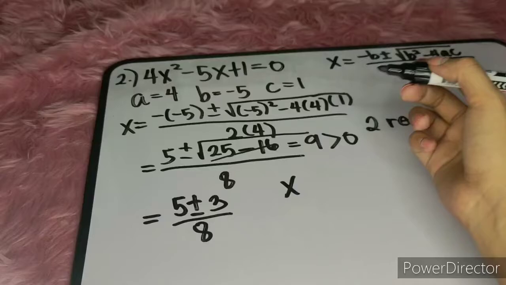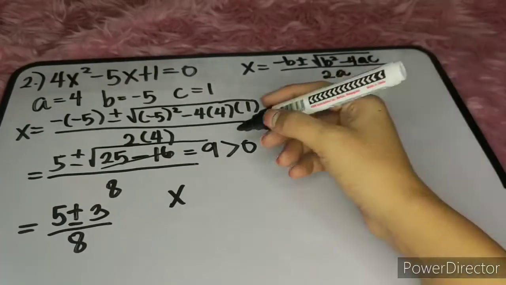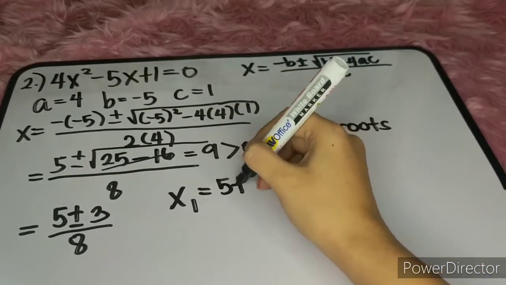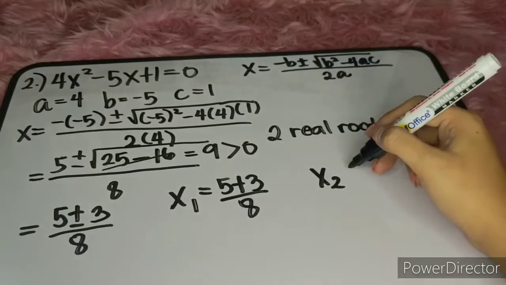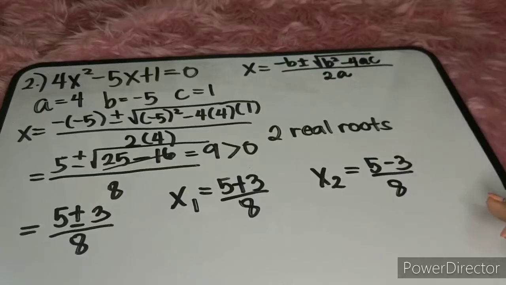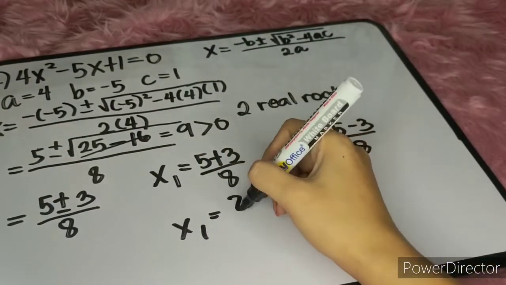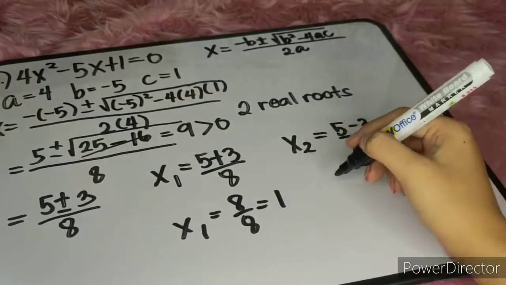So, dito ko na isusulat kasi may space pa ako dito. So, we have x sub 1 which is 5 plus 3 over 8. Yung x sub 2 naman natin is 5 minus 3 over 8. So, let's now solve for x sub 1. 5 plus 3 is 8 over 8. So, our x sub 1 is 1.